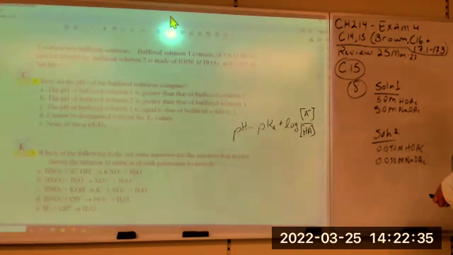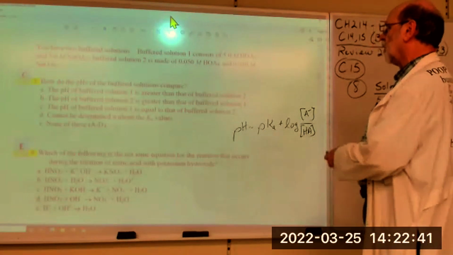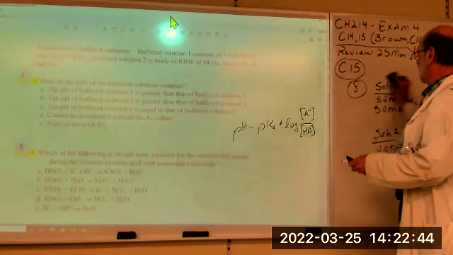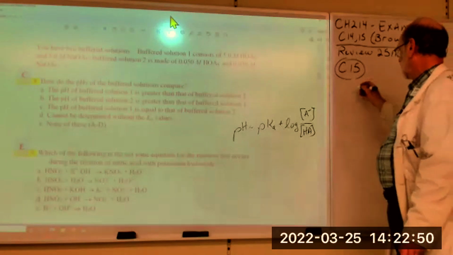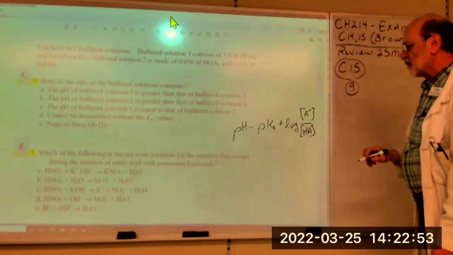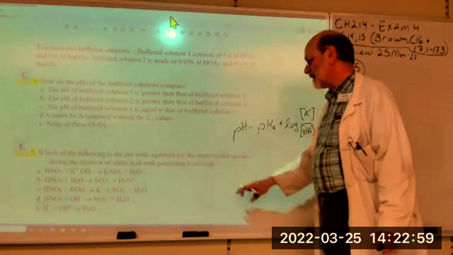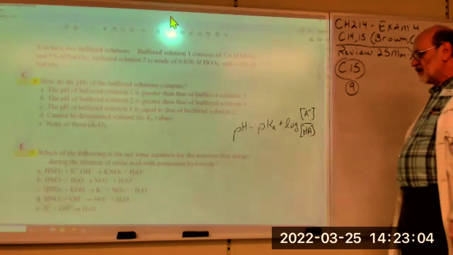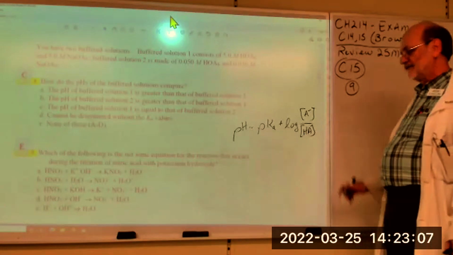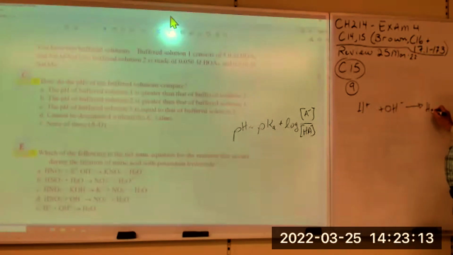9. Which of the following is the net ionic equation for the reaction that occurs during titration of nitric acid and potassium hydroxide? That's kind of a trick question. What's the net ionic equation for all acid-base reactions? That's it.